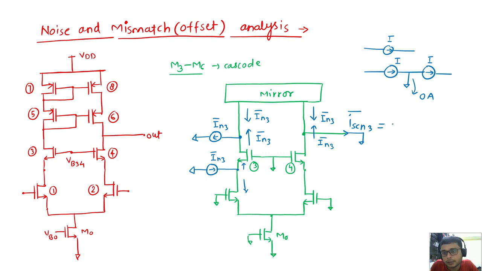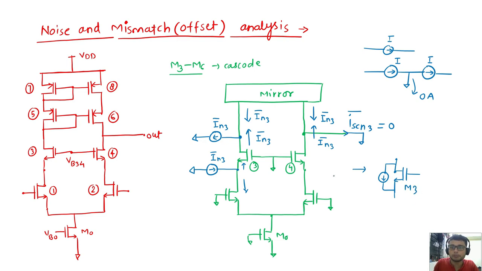Hence the net current is 0. So overall we can see that this cascode device is not contributing to any noise current. This current is going nowhere, it is inside this device only. Whatever noise current we have considered here as a source is just revolving inside this transistor only. Okay, this is my M3. It is revolving inside this.